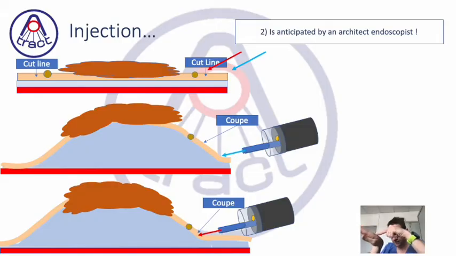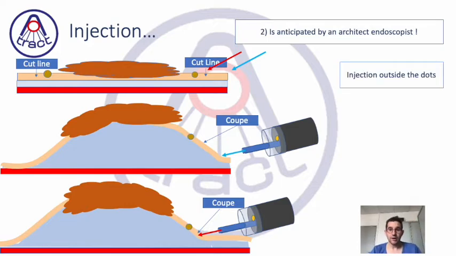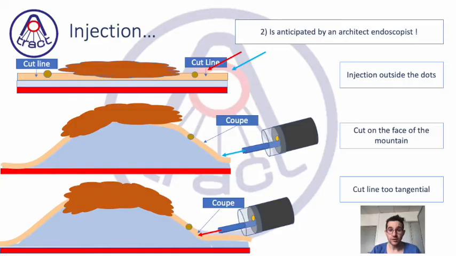If I inject where I want to cut, here, the elevation will be here, but where I want to cut, I have not a good access. The better access is here. So you should think of it and do your injection a little far from your cutting line in order to make the mucosa grow in front of you in order to have a deep incision with your knife. Injection outside the dots, cut on the face of the mountain, and the cut line should be elevated in front of you. It means injecting outside your cut line.